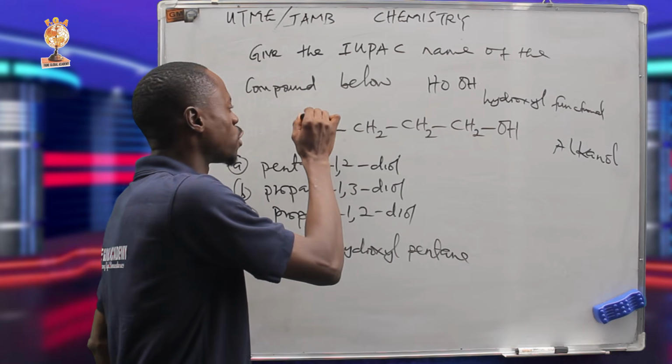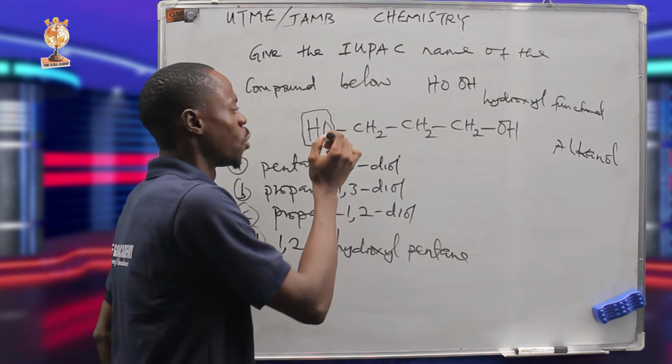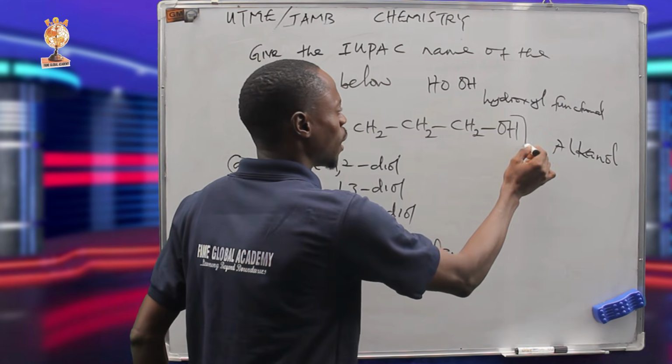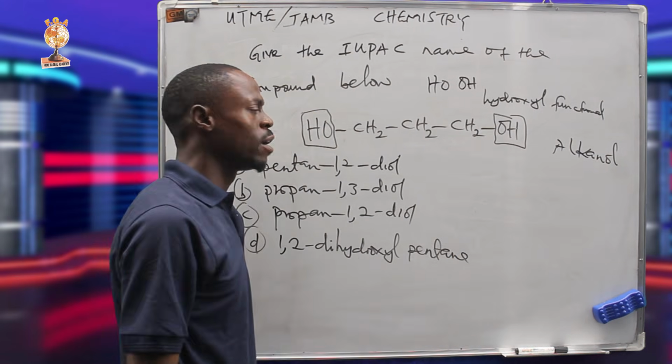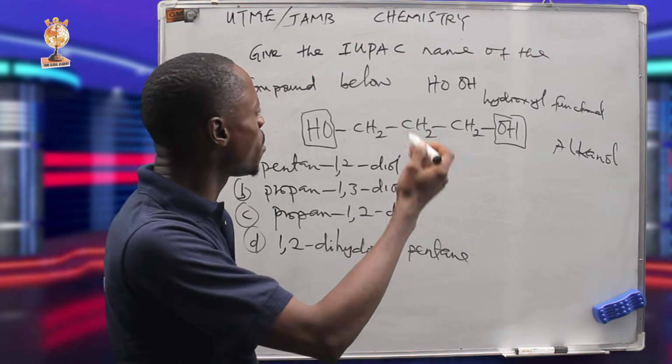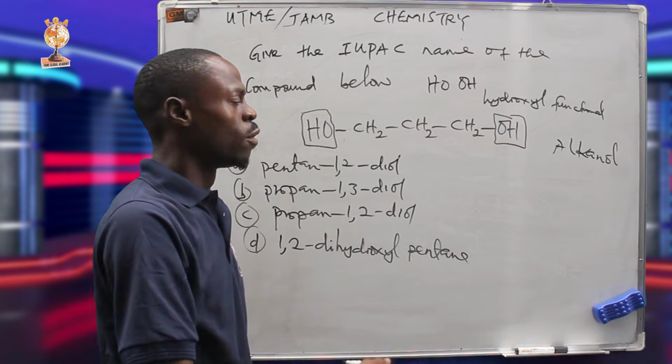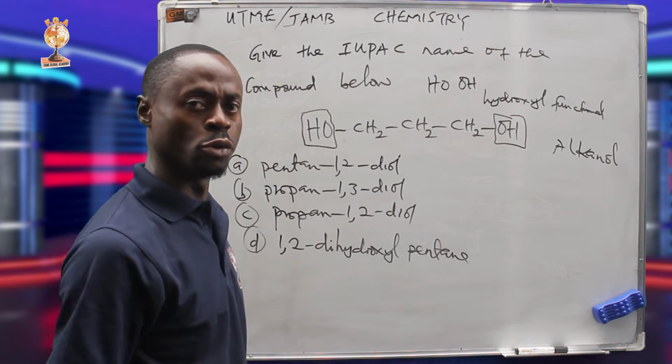So we have two functional groups in this structure, one at this end and another at this end. So invariably, we can decide to start numbering our carbon atoms from whatever end we choose to do that.